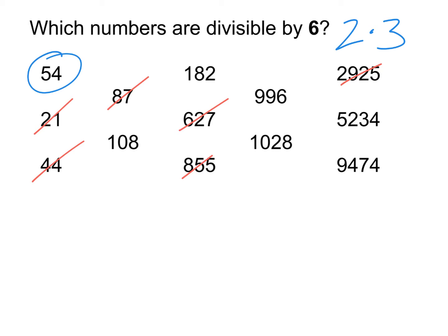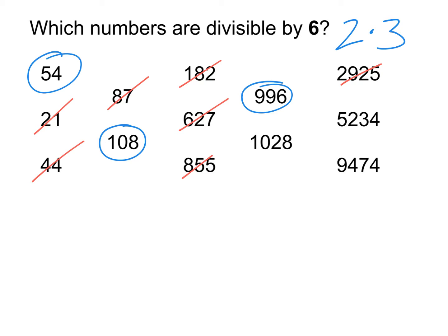108, is it divisible by 3? Well, what's 1 plus 0 plus 8? That's 9. Is 9 divisible by 3? Yes, so that one is divisible by 6. 182, is that divisible by 6? No, because it equals 11. Yep, it equals 11, so the answer is no. Great. 996? Yes, it is.